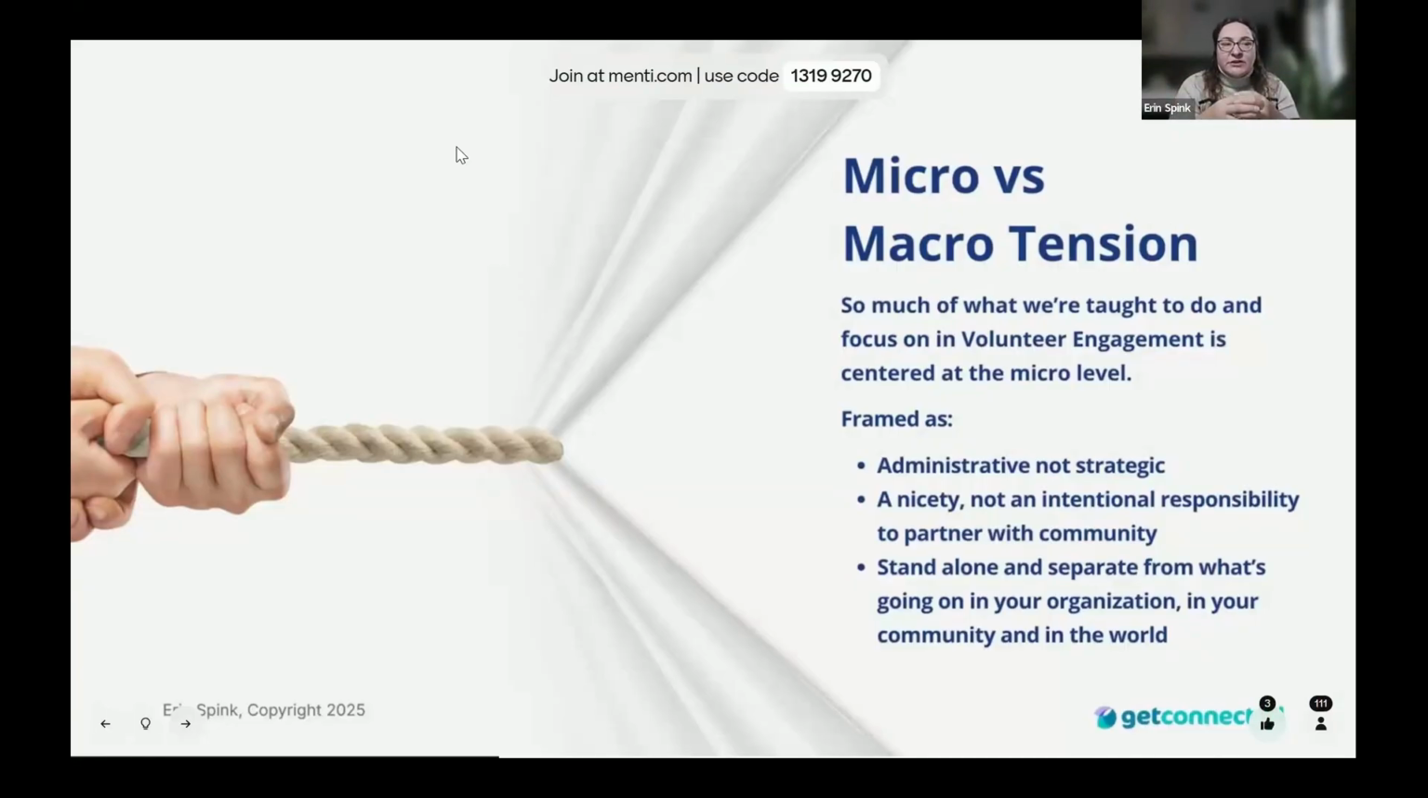And because so much of what we do is framed in the minds of others, in how they see our work, in how they frame our work, in how they understand our work, often in a limited fashion. It's really framed from a micro lens, right? So we're seen, and the work that we do is seen as being more administrative, not strategic. We are seen as a nicety, not always as this intentional and required responsibility to partner with the community.